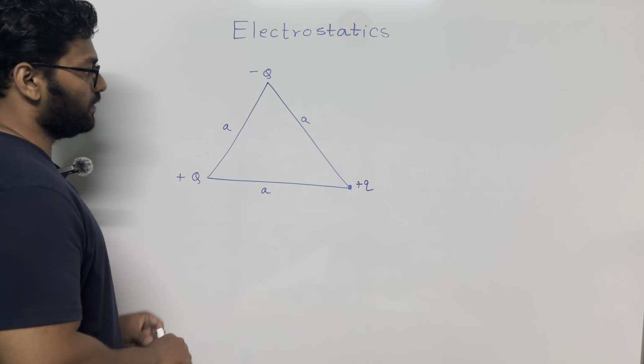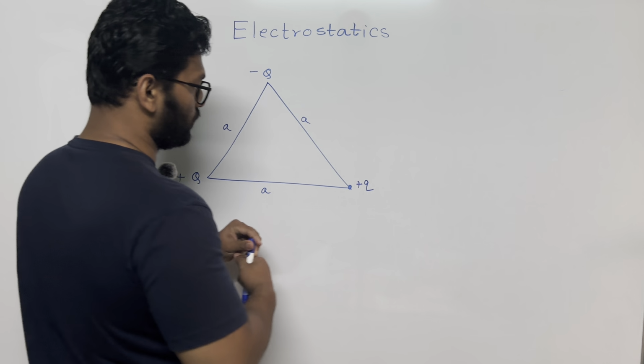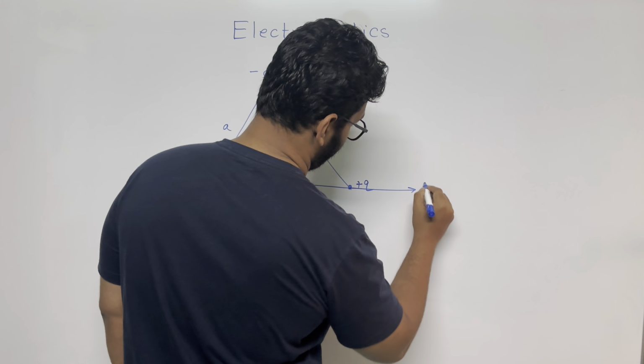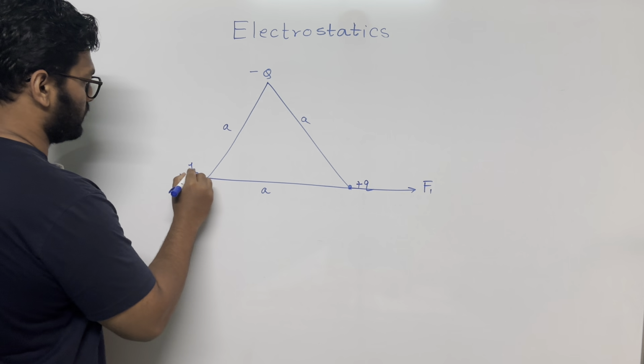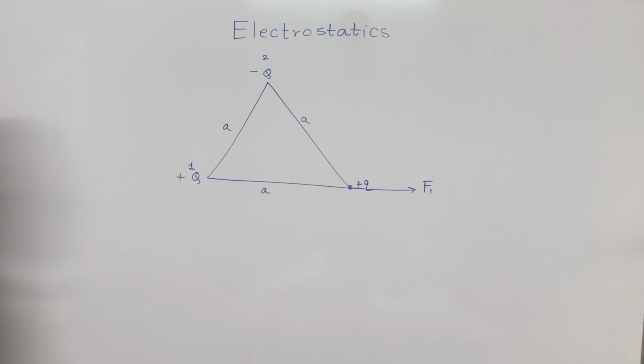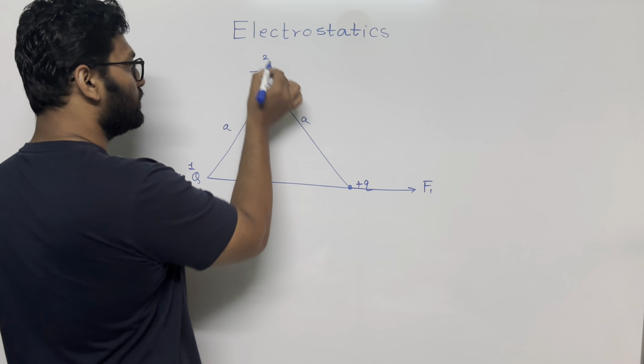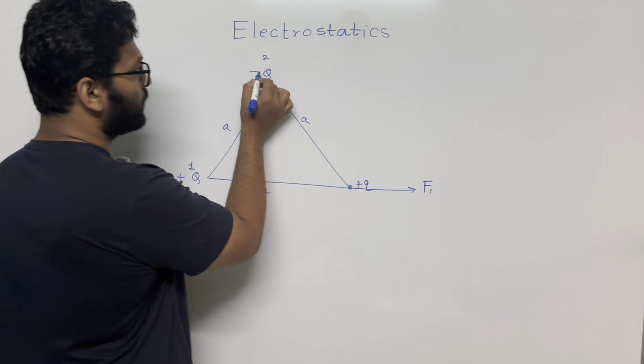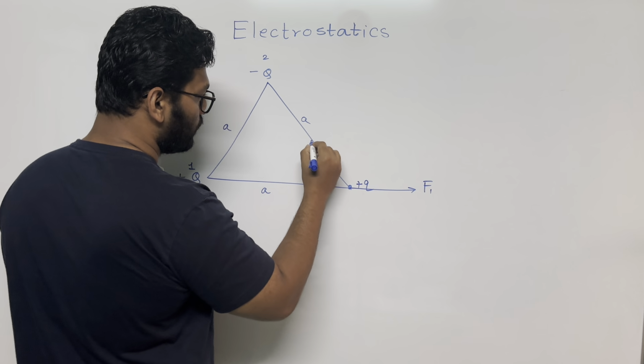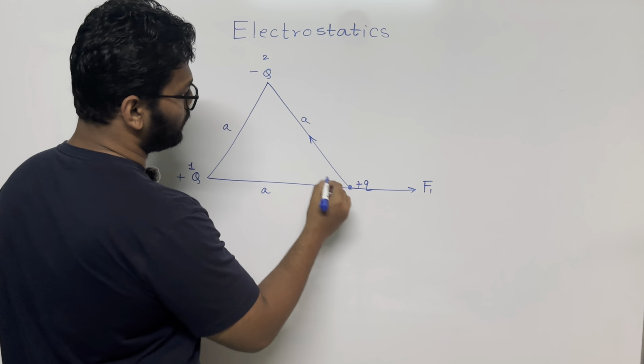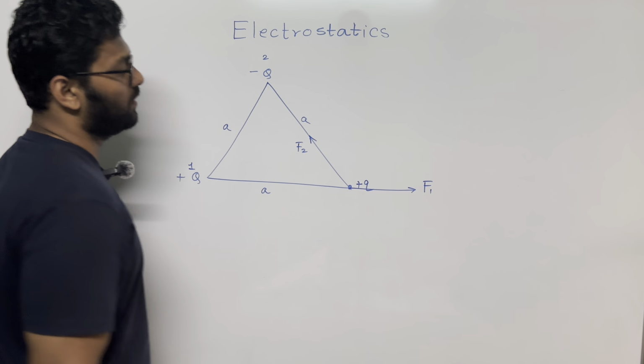Let's look at this question. We have a small q charge over here. We have to find the force on the small q charge due to minus q and plus q. This is an equilateral triangle, so all the sides are equal. The force by plus q on this small plus q is in this direction; let's call this F1. Let's call this charge the first charge and this the second charge. Now the second charge will apply a force on plus q, which is attractive because this is negative. So the other force is in this direction, F2.